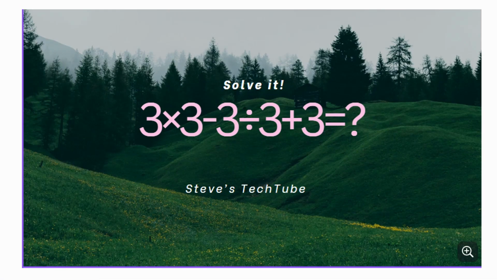Hello again. I'm returning to a problem that I posted a few days ago here on YouTube. It's the 3 times 3 minus 3 divided by 3 plus 3. A lot of people have gotten the correct answer on this one, but a lot of people answered 5, and I wanted to cover a little bit more about it. I'm going to link to that other video.